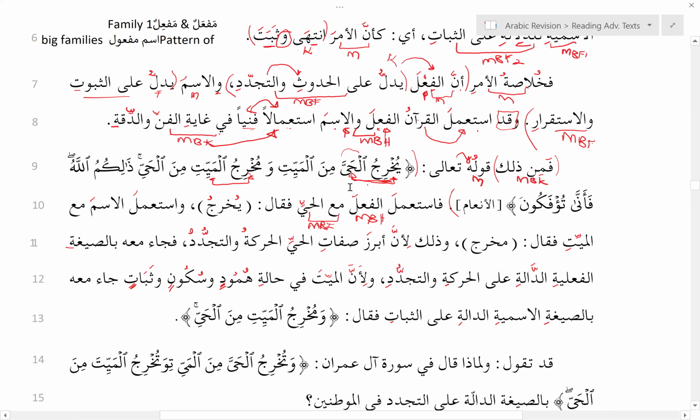No complications. So فقال, you can see this حرف عطف connecting this sentence استعمل to قال. So he used the فعل مع الحي. So he said, قال, again another simple جملة فعلية with قال فعل and فاعل. All right. So he said, and what did he say? يخرج. This is مقول القول في محل نصب of قال. What did he say? يخرج. That's what he said.